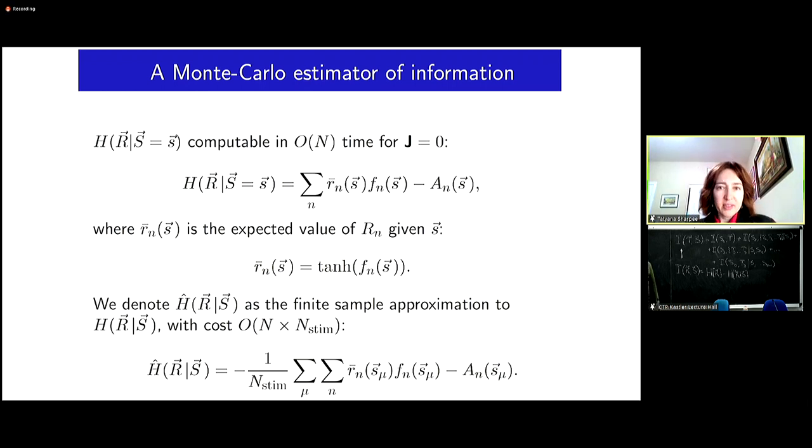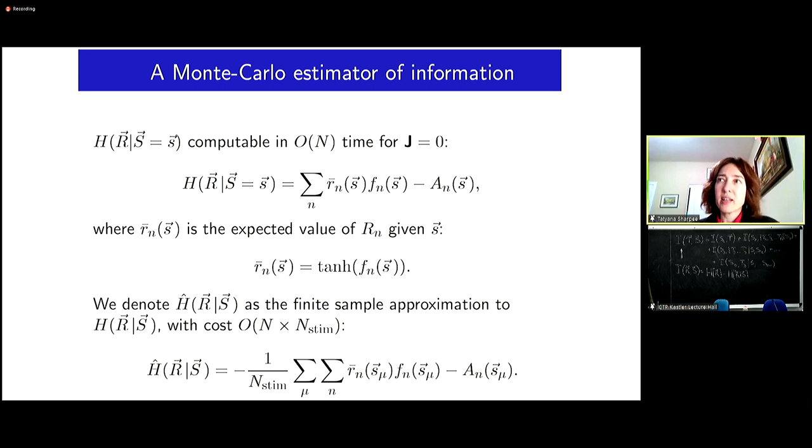So this is this slide here. When J is equal to zero, meaning when neurons are conditionally independent, then for this entropy there is an exact expression. It's a sum over neurons. And here one can write just their average firing rate for a given stimulus times the argument of the logistic function, minus a constant function of the stimulus. So that is a reasonable computation.